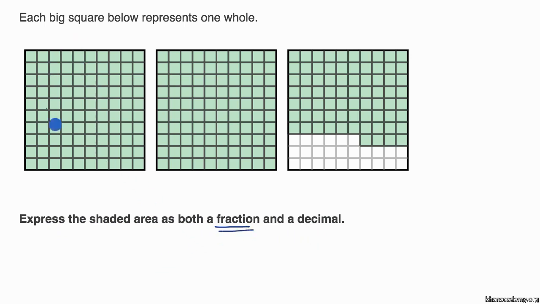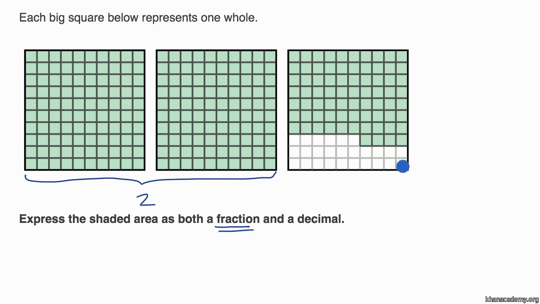So we have one whole, 2 wholes, and then partially shaded in this third whole. So if I'm going to express this as a fraction, really it's going to be a mixed number. I would say that this over here, this is 2 wholes. Now this third whole is only partially filled in, and we can see that it has been divided into hundredths. You can see it's a 10 by 10 grid, so each of these squares represent 1/100th of a whole.